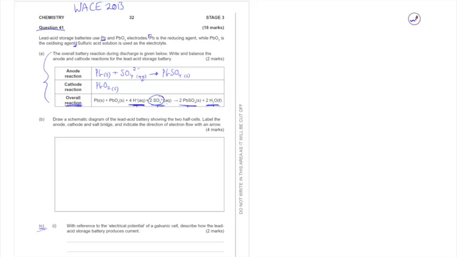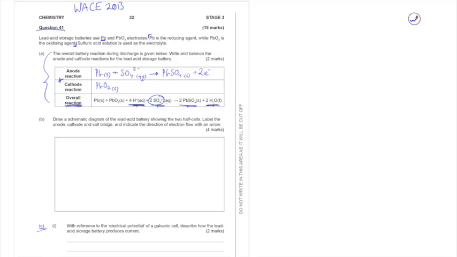be balanced as well. On the left-hand side, I've got an overall charge of 2 minus, so that means on the right-hand side, I'm going to add in 2 electrons to make the overall charge on the right-hand side also 2 minus. Now, of course, to produce my overall reaction, I'm going to be adding these two reactions here together.